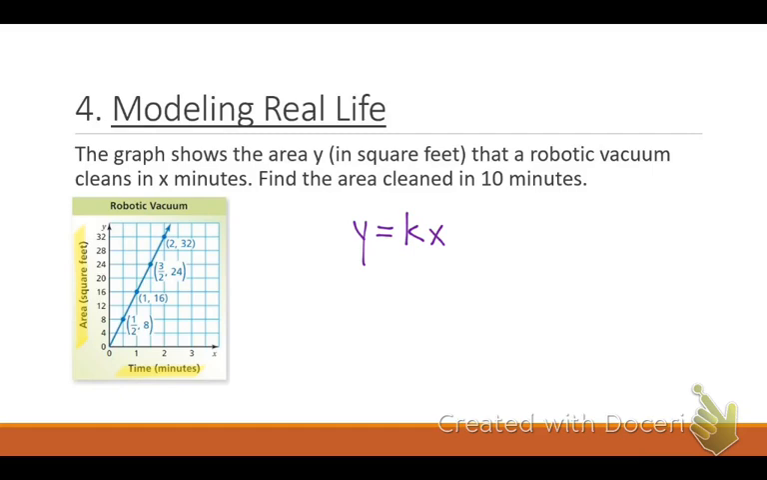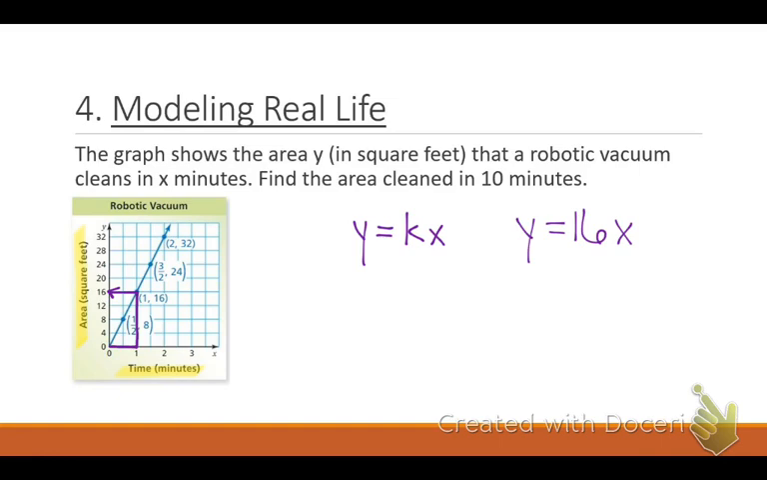Use your graph. All right. So minutes. I need to know how much it cleans in 1 minute, my unit rate. So go over to a 1 value on the minutes. Now go up until the line intersects that point. How many square feet has it covered? 16. So what would your equation be? y equals 16x.